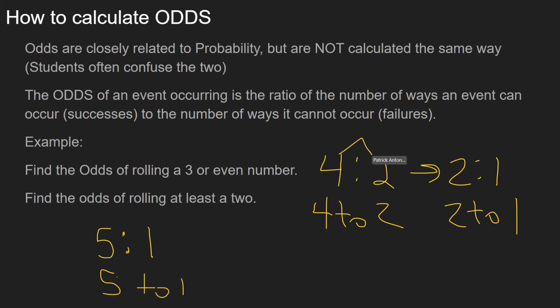Notice that when you write the odds, the sum of the 2 numbers will add up to the total number of ways that it could possibly occur. So if you're rolling a 6-sided die, there's 6 sides. If you're rolling a 6-sided die again here, there's 6 possible outcomes. Okay, but just remember that odds, you're comparing favorable to unfavorable, but in probability, you're comparing favorable to the total.